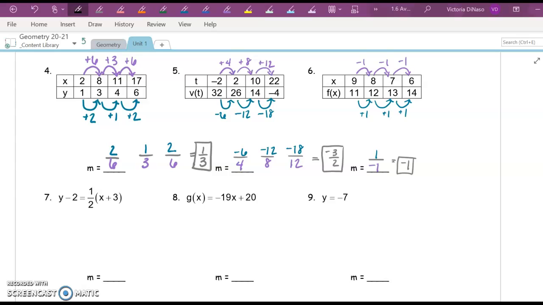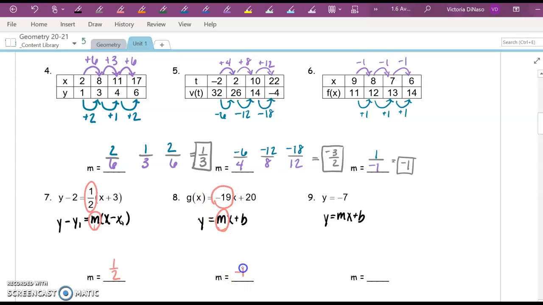In numbers 7, 8, and 9, we're given equations, and I'm going to write down the original form of the equation. Number 7 is in point slope form, so we have y minus y1 equals m times x minus x1. In number 8, we have y equals mx plus b, and in number 9, this is also y equals mx plus b. In number 7, m represents slope, so therefore my slope is 1/2. In number 8, once again, m represents slope, so my slope is -19, which is the same as saying -19 over 1, or 19 over -1.